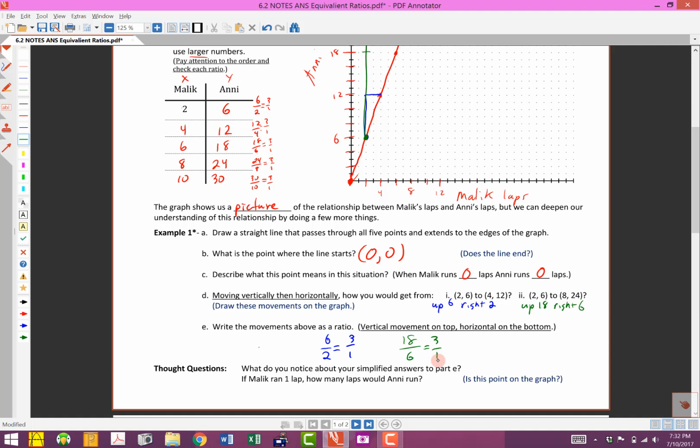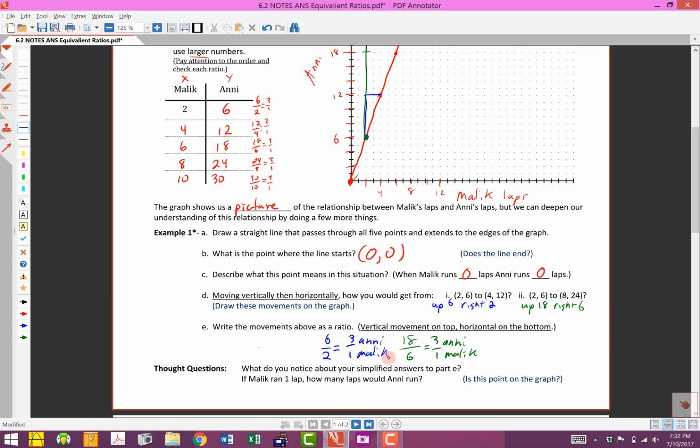Now remember what the vertical is. The vertical would be Annie, because that's up and down, and the horizontal one would be Malik. So this is going to be, whoops, again I'll change colors here. So this is going to be Annie up here, Malik here. So this is Annie, and this is Malik.